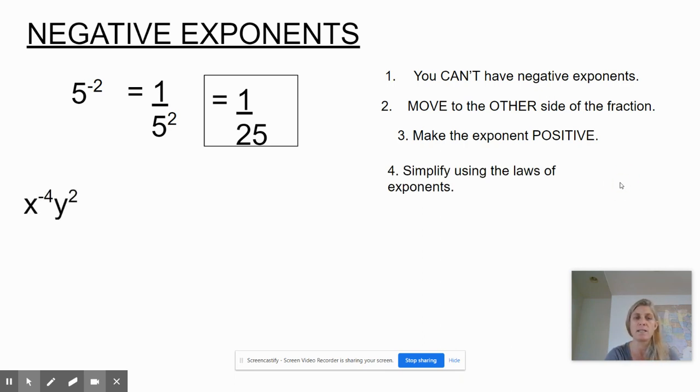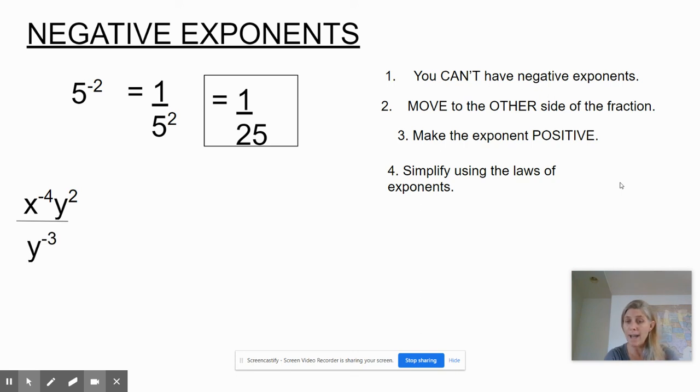So here we have x to the negative 4th y squared. So I look at the x, and the x is throwing a major temper tantrum. It's going, wah, wah. So we're going to take it out of the grocery store, and we're going to put it in the denominator. We're going to take it to the park. So that's going to go ahead and move to the denominator.